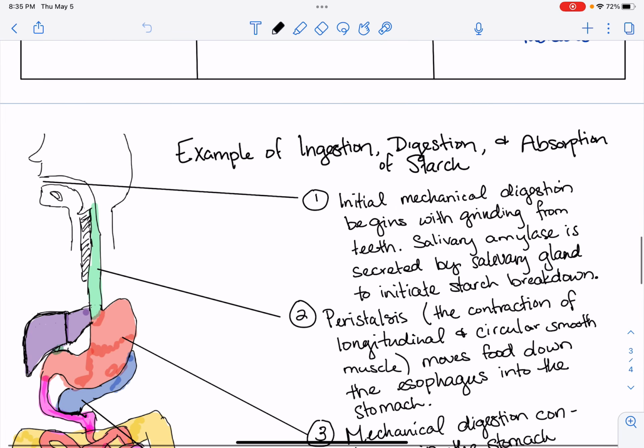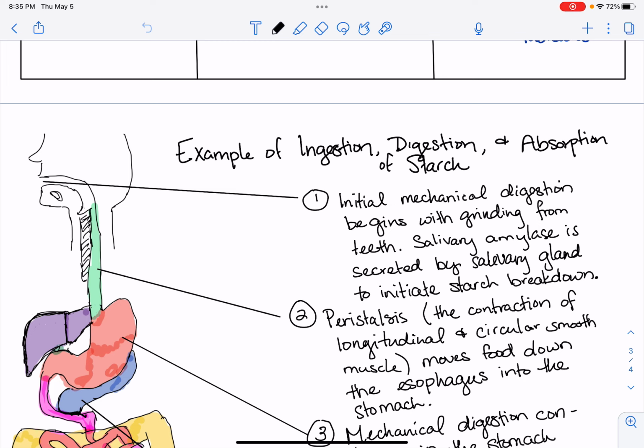The second thing to happen, the bolus, which is just what the food becomes. Let's pretend we're talking about something with starch in it. The food is going to go down the esophagus, and that movement is going to be because of peristalsis. Peristalsis, which is the contraction of longitudinal and circular smooth muscle, is going to move that food down the esophagus and into the stomach, okay?